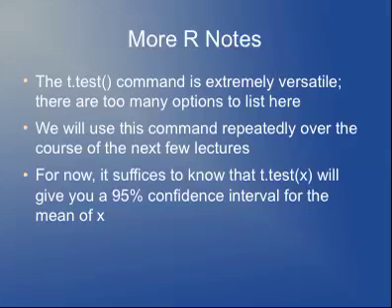And this t.test command is highly versatile. We'll be using it for a number of different things over the next few lectures. I'm not going to list all the commands here. If you're really curious, you can look at the help file or just stay tuned for the next couple lectures. But for the time being, if you use the really simple version of this command, just say t.test(x), that will give you a 95% confidence interval for the mean of the vector x.